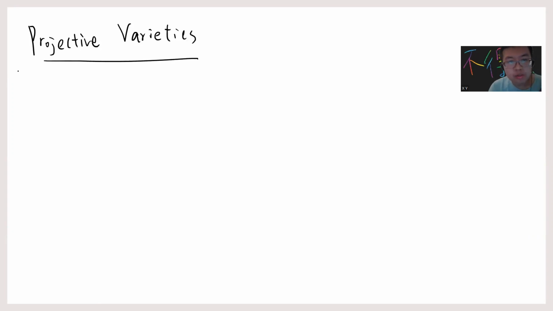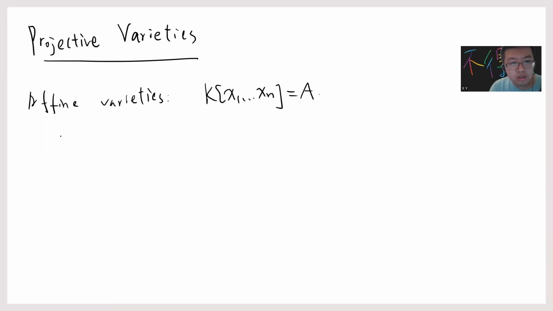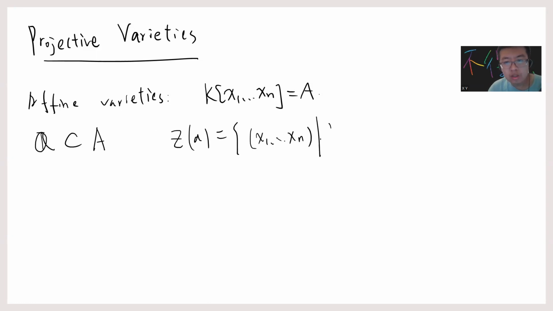Previously we have defined, let me just quickly review, an affine variety. Basically, you can consider a polynomial ring, and for any ideal A inside it, you can define a zero set, Z(A), which is the set of points (x1, ..., xn) such that f(x1, ..., xn) equals 0 for every f belonging to A. This is called the zero locus.